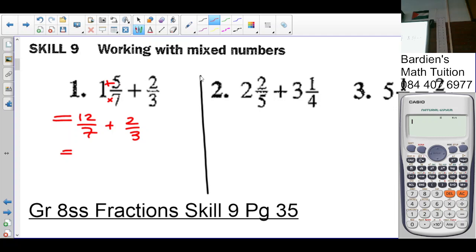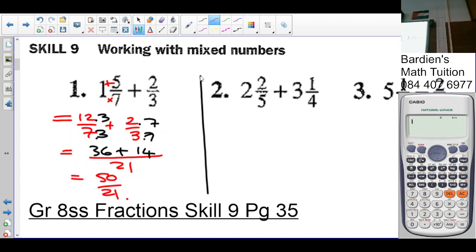You all know how we got 21? Who doesn't know? Right. 21 is my LCM. So 7 times what is 21? 3. 3 times what is 21? 7. So 3 times 12 is 36 plus 14. 36 plus 14 is what? 50. There's 50 over 21.